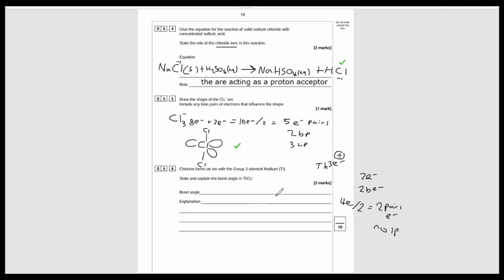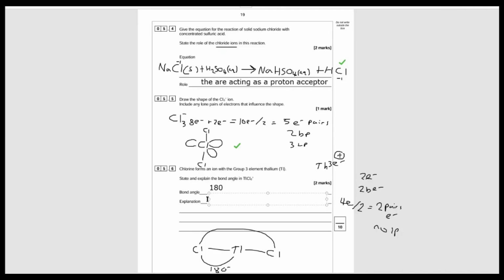What kind of thing do you form when you've got that? Well, you form this thing here. You know the one. It's going to be that, and they are going to maximize their distance from each other, which is 180 degrees. And why are they going to be 180 degrees from each other? Well, because that minimizes repulsion between the electrons. And so that is what we need to put down. So the bond angle is 180 degrees. This is linear. So you don't need to write the shape, but it's linear.